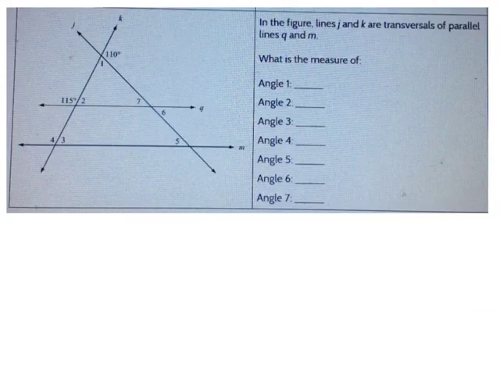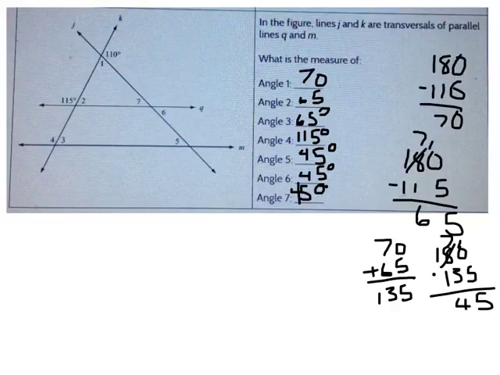Now you try one. In this figure, lines J and K are transversals of parallel lines Q and M. What is the measure of each missing angle? Go ahead and try to find that now. Let's see how you did. I can find angle 1 because it's on a straight line with 110 degrees. 180 minus 110 is 70, so angle 1 is equal to 70 degrees.